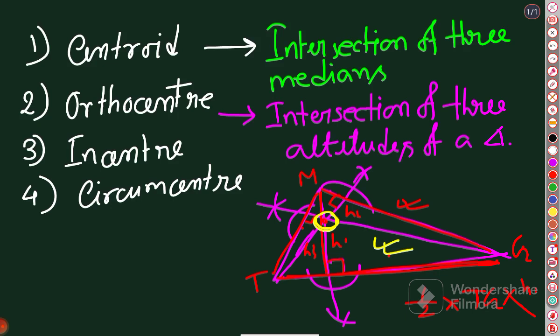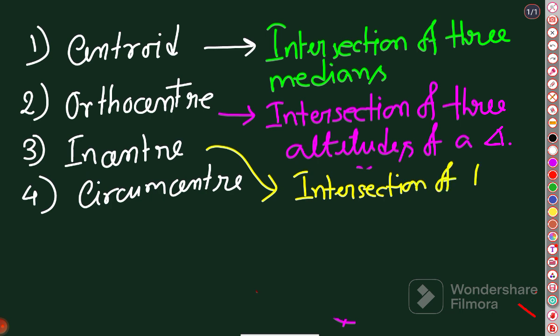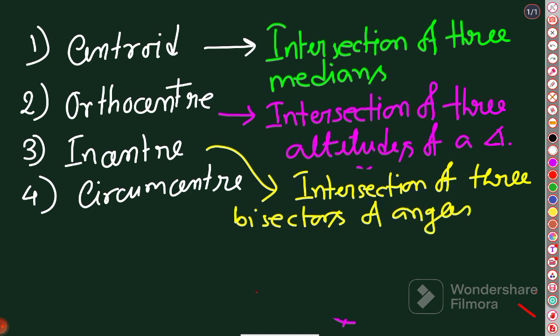Next is the incenter. We'll discuss the incenter. So what is the incenter? The incenter is the intersection of the three angle bisectors.